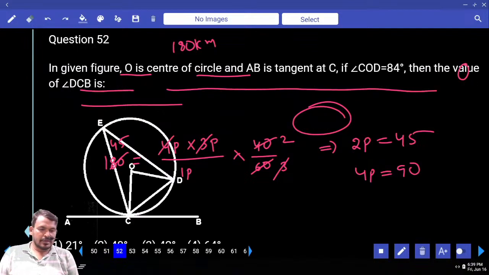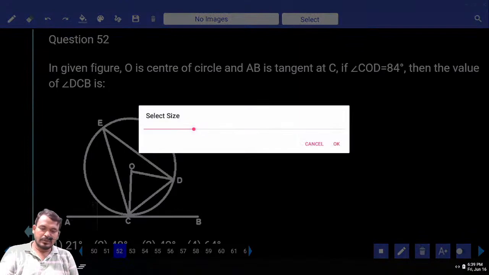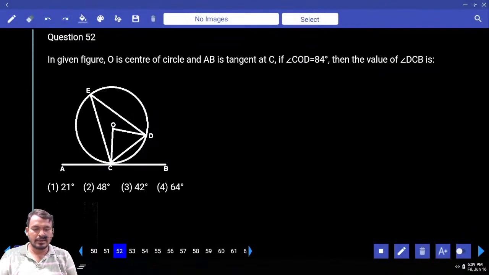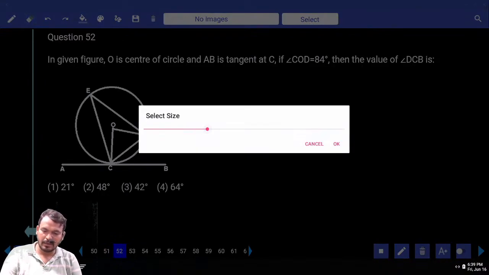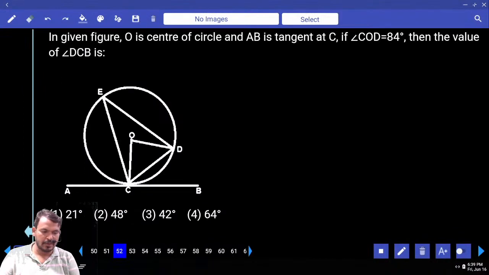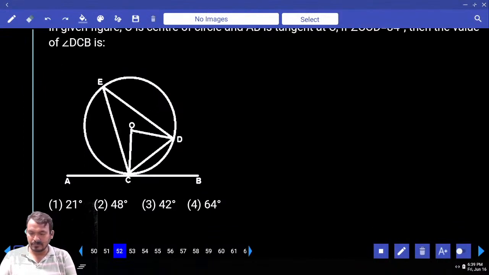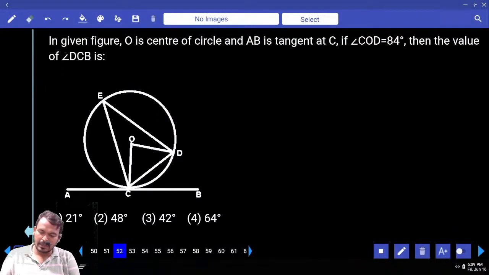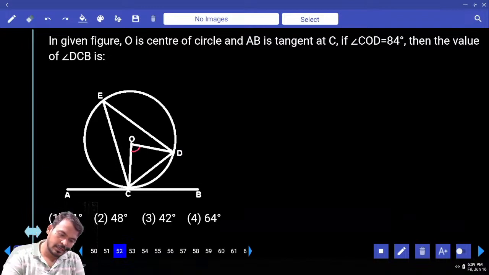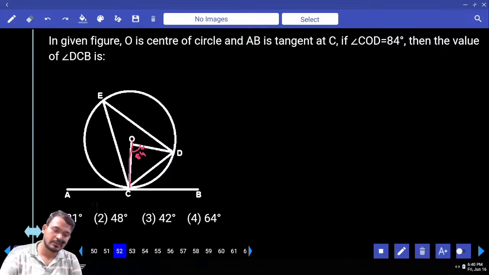In the given figure, O is the center of the circle. AB is a tangent at C. If angle COD equals 84 degrees, what is the value of DCB? Already the COD angle is given as 84. This is 84. And one more: OA is the radius. OB also radius.